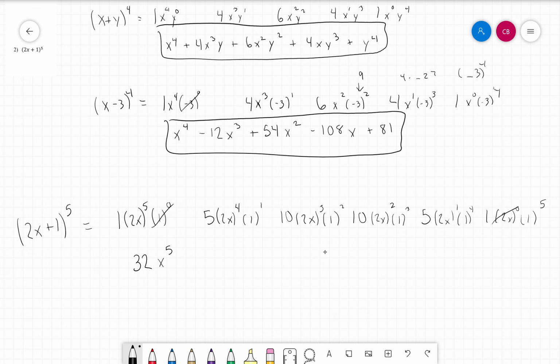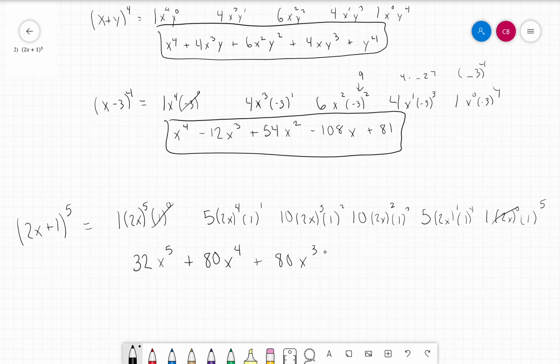Okay, so this is 16x to the fourth. So 16 times 5 is 80. So plus 80x to the fourth. That's 8x to the third times 1 squared is 1. So 8x to the third times that is plus 80x to the third.